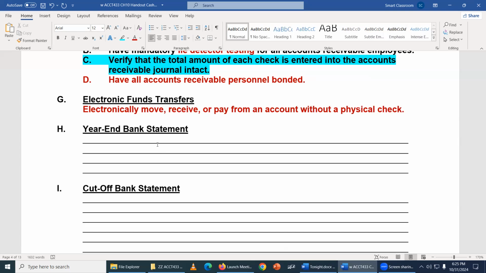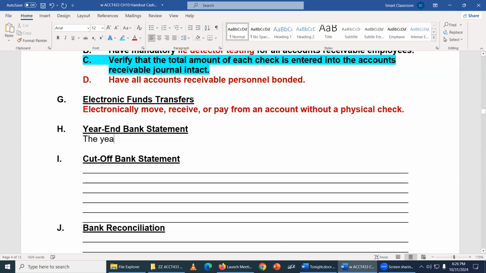Okay, year-end bank statement. Well, the year-end bank statement is sent to something here.